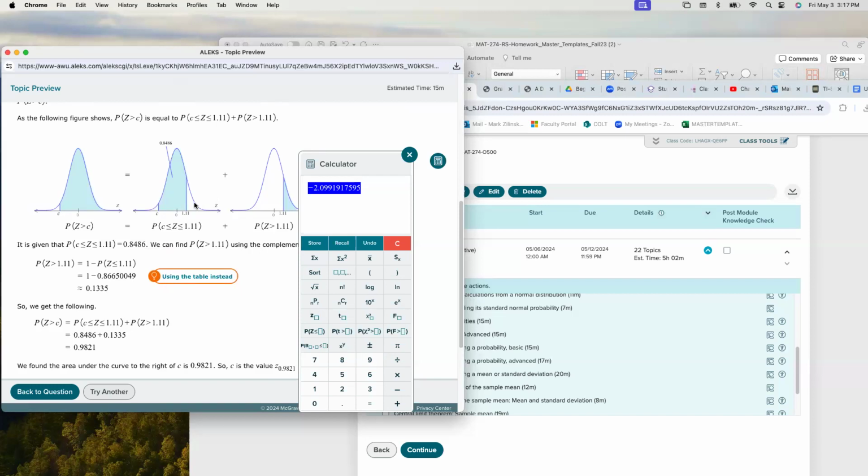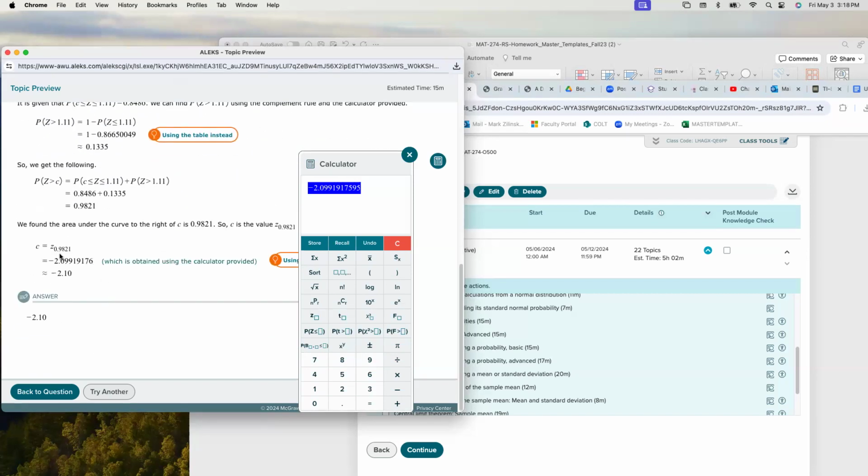So if we just find this missing piece to the right of that, we get it directly off the calculator and find the Z statistic that gives us that area, which is 0.9821. So this much of it they gave us, and we figured the rest out because we did know that Z value of 1.11. And then we just use the direct calculator command here, which is this. And there you have it.